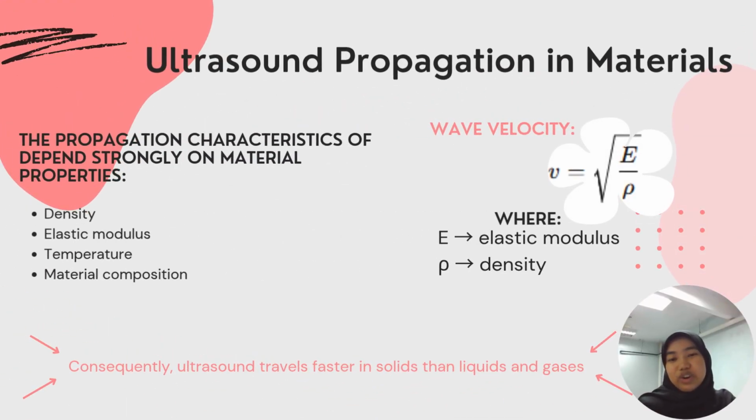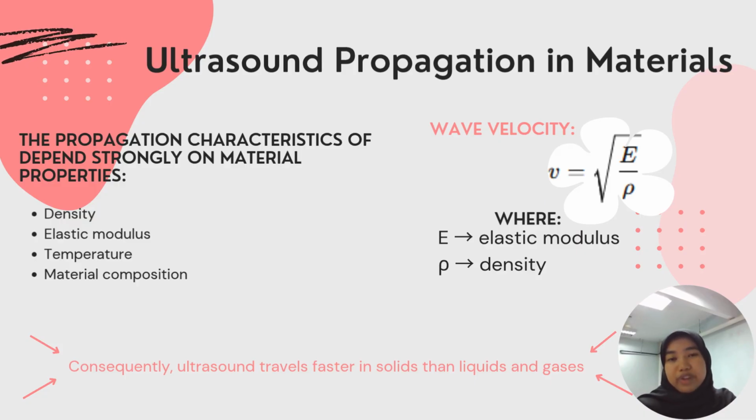Now, let's take a look at ultrasound propagation in materials. The speed and behavior of ultrasound wave depend on the physical properties of the medium, particularly density and elasticity. Generally, sound travels faster in solid than in liquids and gases because particles are more closely packed and can transfer energy more efficiently. For example, ultrasound travels much faster in steel than in water or air. Understanding wave propagation is important because it influences how ultrasound signals interact with different materials.